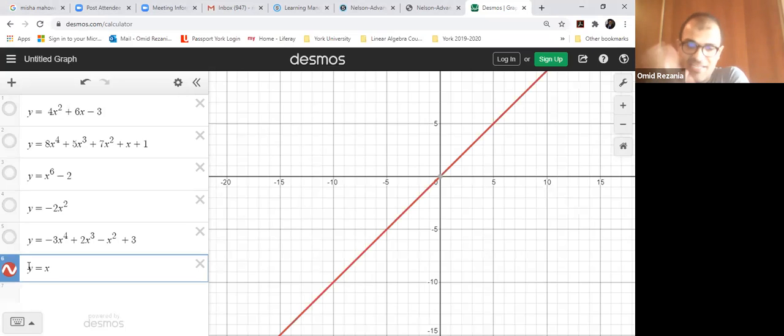It's an odd degree polynomial because the highest exponent, the power of x, is an odd number, which is 1. You see that the function occupies opposite quadrants. We have quadrant number 1 and quadrant number 3, which are occupied by the function.